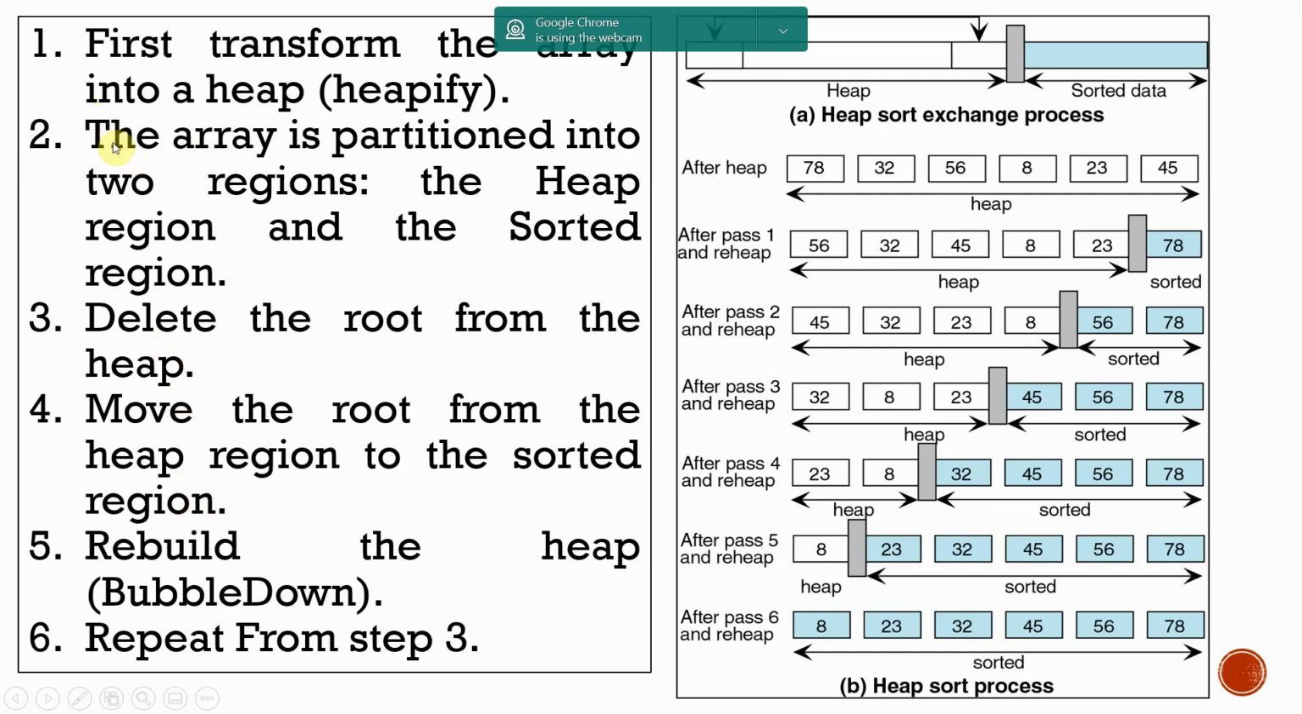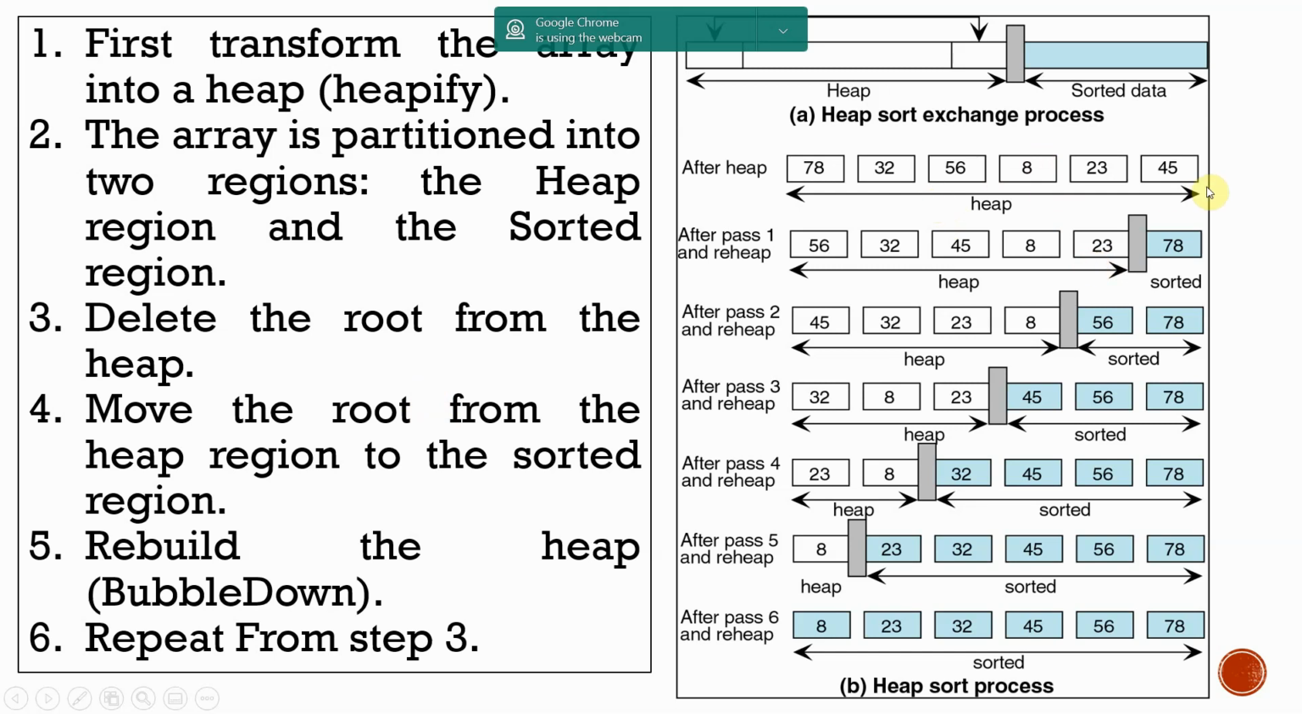So you see that the array is always partitioned into two parts. One part is the heap, and the other part is where we keep the previous roots, which we call the sorted part. And we keep doing this process n minus 1 times.